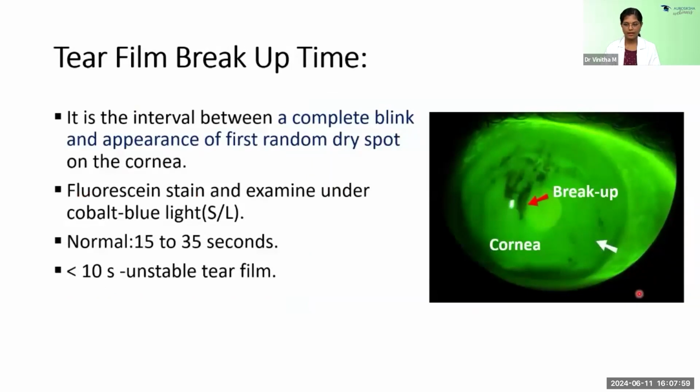Tear film breakup time. It is the interval between the complete blink and the appearance of the first randomly distributed dry spot on the cornea. It is illustrated by staining with fluorescein stain and examining in a slit lamp under blue light. Normally, it happens after 15 to 35 seconds. If it happens in less than 10 seconds, it depicts tear film instability.